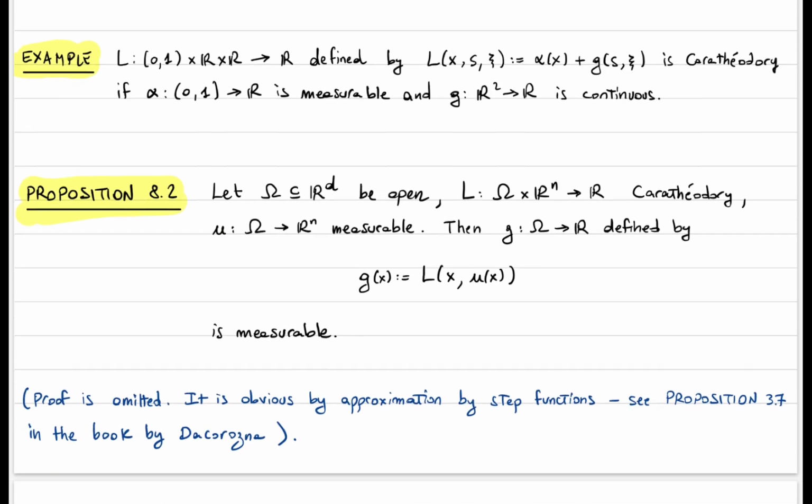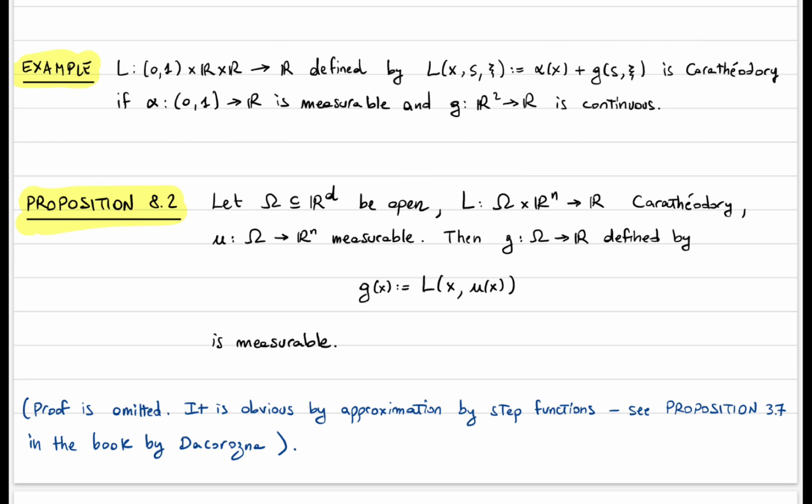For example, consider this Lagrangian here from (0,1) times R into R, defined as alpha of x plus g of s and psi. Then obviously if I fix these two arguments, this becomes a constant. And so I'm basically requiring that the map that maps x into alpha of x is measurable. And likewise, if I freeze the variable x, then this is a constant. And so I have to require that this function, mapping s, psi into g of s, psi, has to be continuous for almost every x fixed.